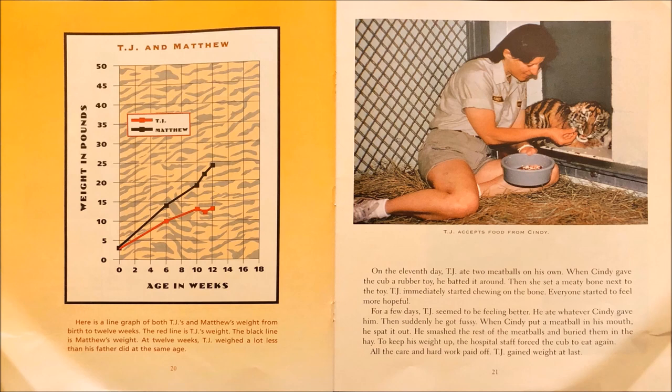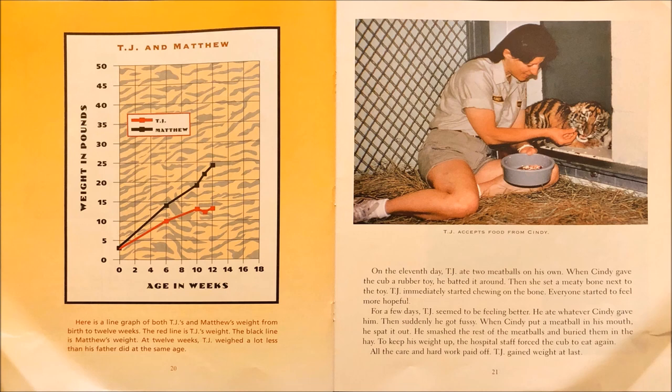On the 11th day, TJ ate 2 meatballs on his own. When Cindy gave the cub a rubber toy, he batted it around. Then she set a meaty bone next to the toy. TJ immediately started chewing on the bone. Everyone started to feel more hopeful.